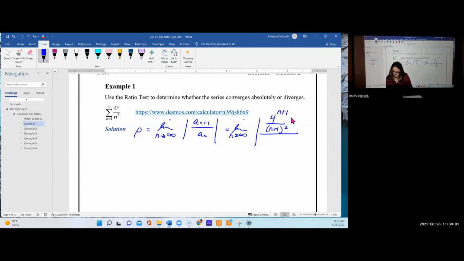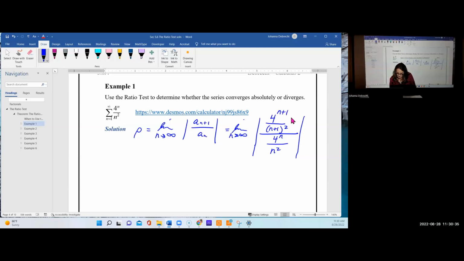A sub n is always going to match the original summand. So we have 4 to the n over n squared. Now, we happen to know that, because of the nature of the summand, what's right here after the sigma, that 4 to the n is always strictly positive and n squared is strictly positive. So we know that they're always positive. So we can now drop the absolute values. But again, they are there from the beginning because we're testing absolute convergence.